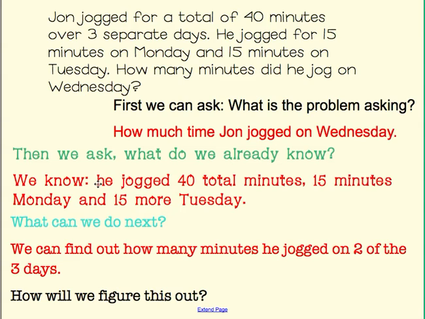We know that he already jogged 15 minutes on Monday and that he jogged 15 more minutes on Tuesday. That means he used up 15 minutes and 15 more minutes. So what are we going to do next? We're going to figure out how many minutes he jogged on 2 of the 3 days. So what are we going to do, or how will we figure out how many minutes he already jogged on Monday and Tuesday altogether?